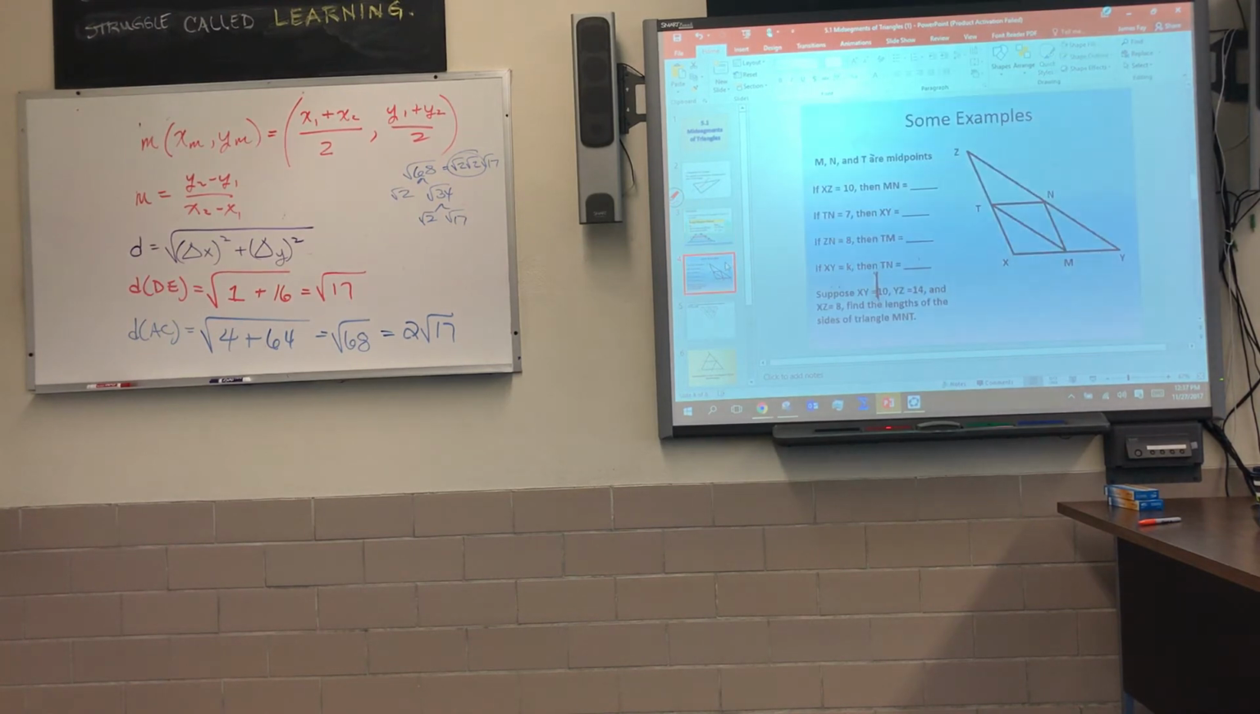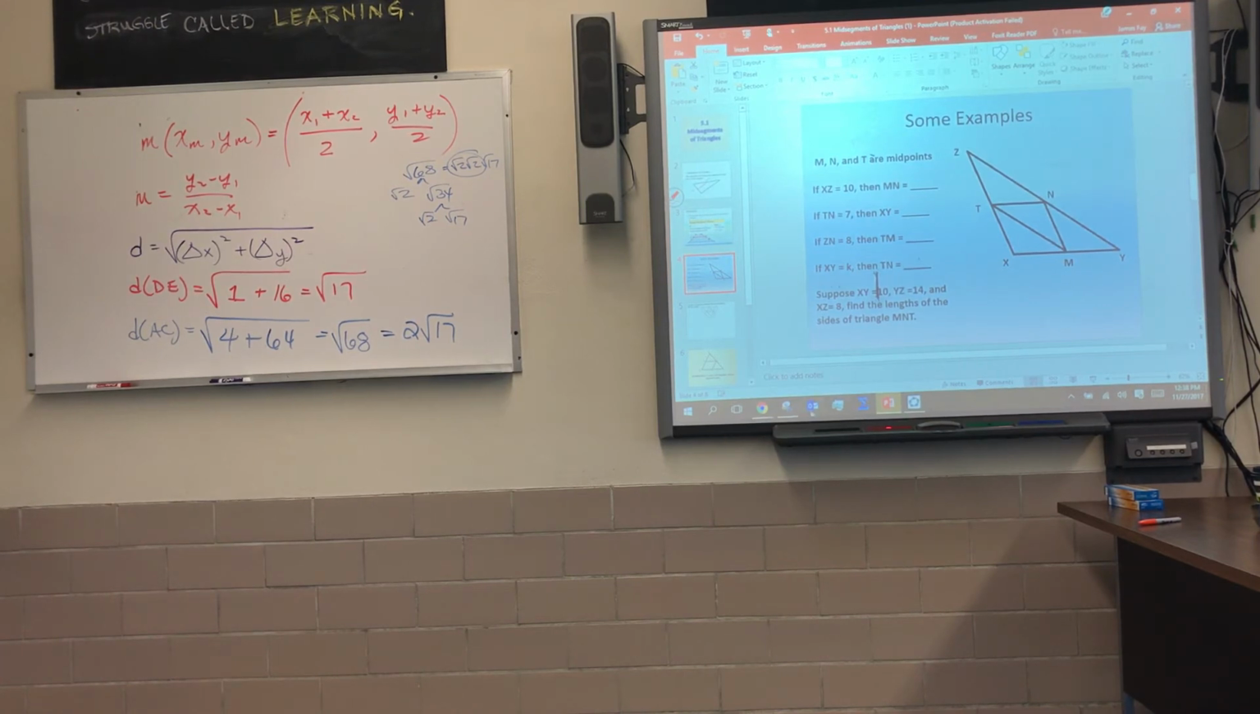So just a quick exercise here. If they give me x to z to be 10, so that's going to be this segment here. That z is 10. What is n to m? Gotta be 5, right? M and t are midpoints. If t to n is 7, so that is a mid-segment, isn't it? So then what is x to y, which is the side of the largest triangle? 14. Double. So that's where it's appropriate to use the 2/1 ratio instead of the 1/2 ratio.